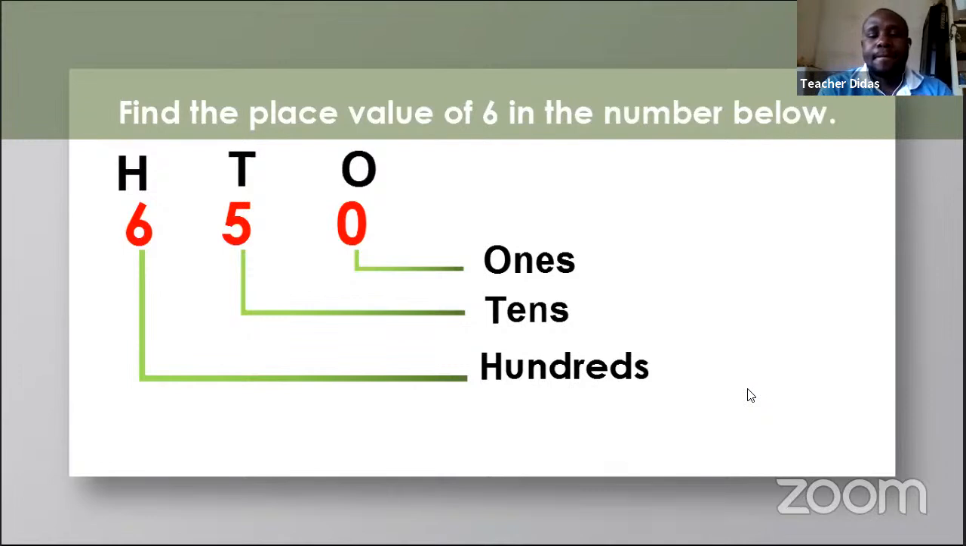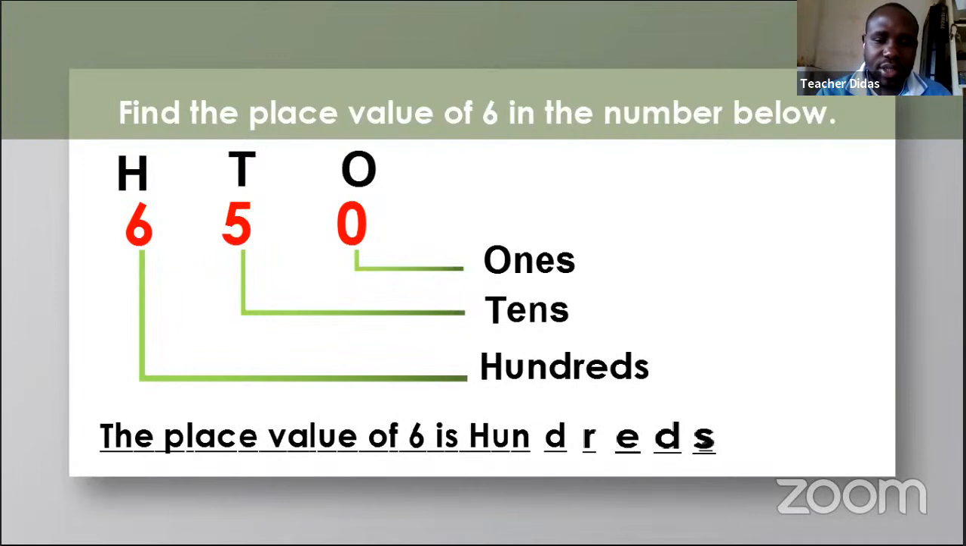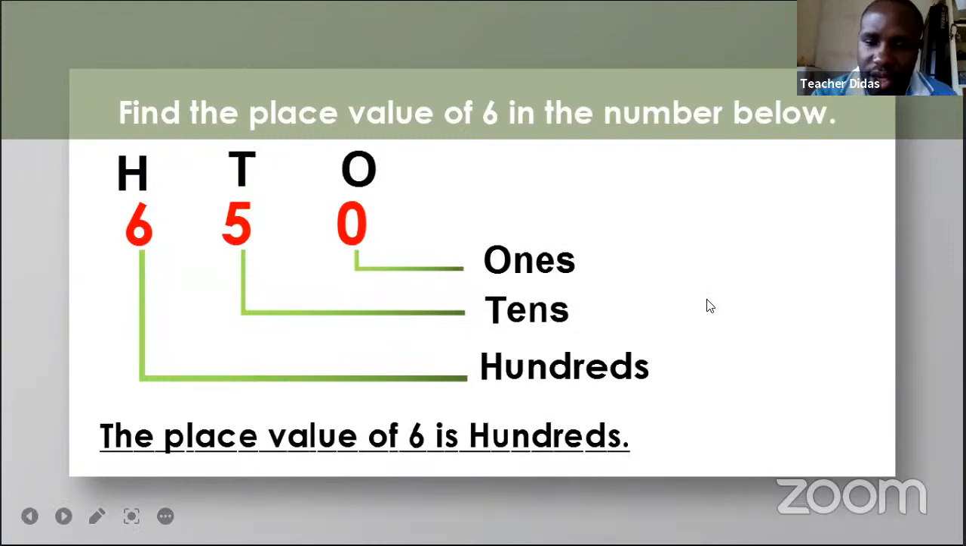The place value of 6 is 100. Oh, don't put 100. Just say the place value of 6 is hundreds. The place value of 6 is hundreds. Hundreds. Good. So we can go on and conclude like what Gabriela has done, and we say, therefore, the place value of 6 is hundreds. Then your answer will be very correct.